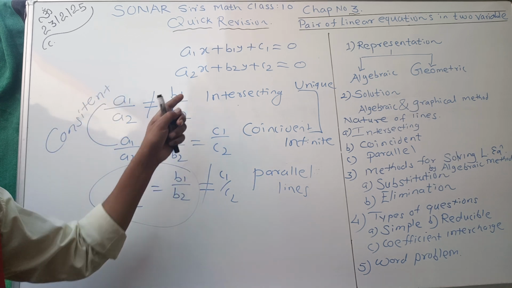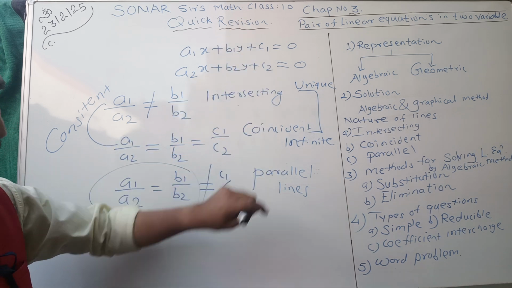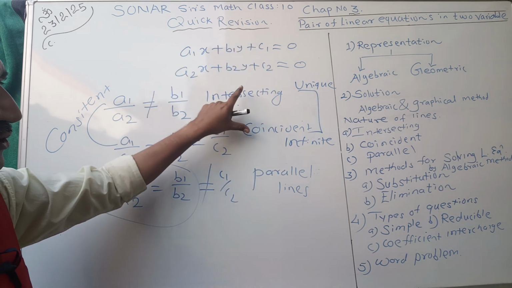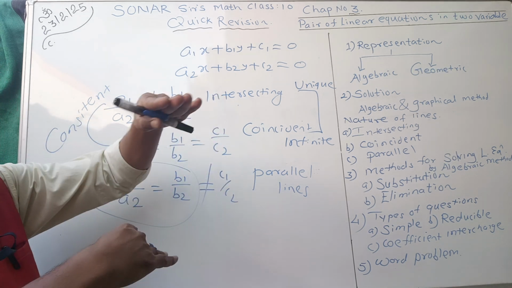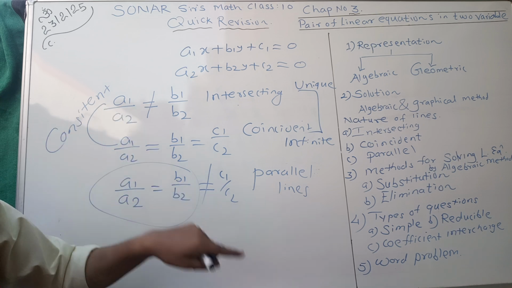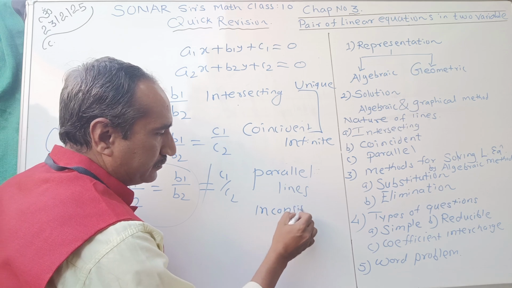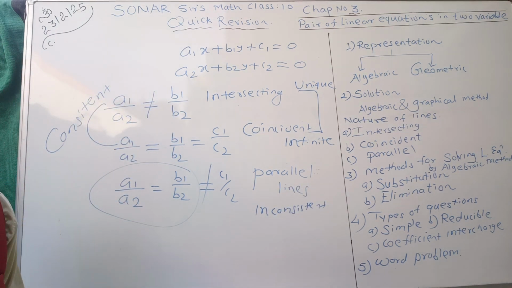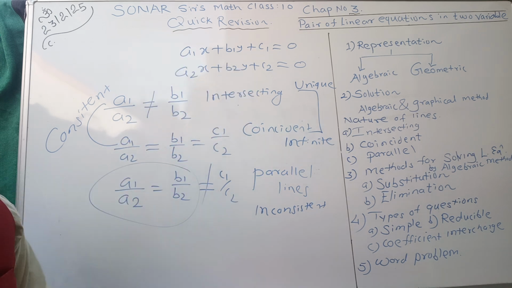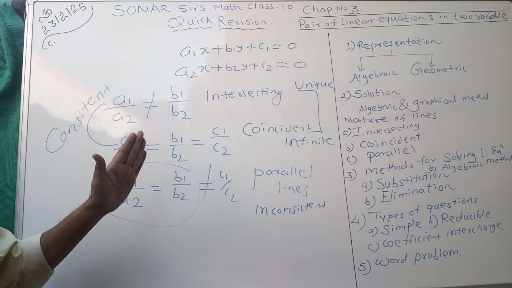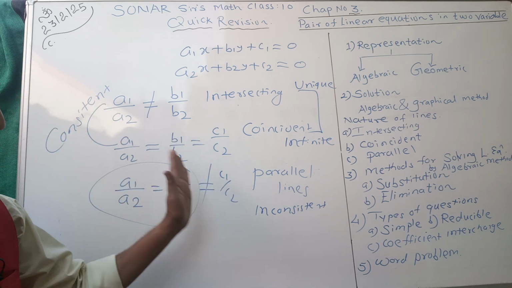The lines having either a unique solution or infinitely many solutions, these two types of lines are called consistent. And when there is no solution, the lines are parallel, never intersect each other, then the lines are called inconsistent. So there is a question: check whether the lines are consistent or inconsistent. If the lines are intersecting or coincident, then the lines are consistent. If the lines are parallel, then the lines are said to be inconsistent.